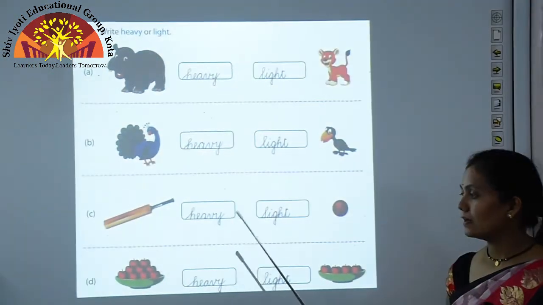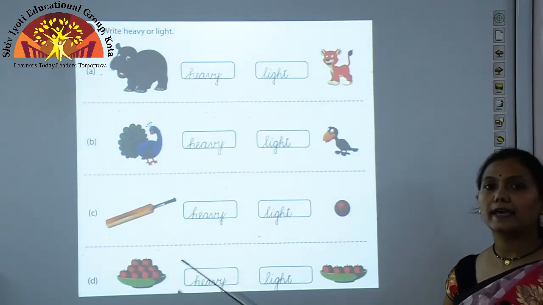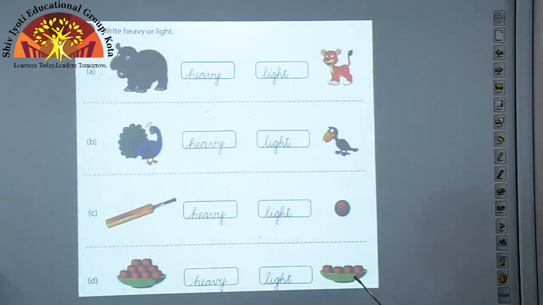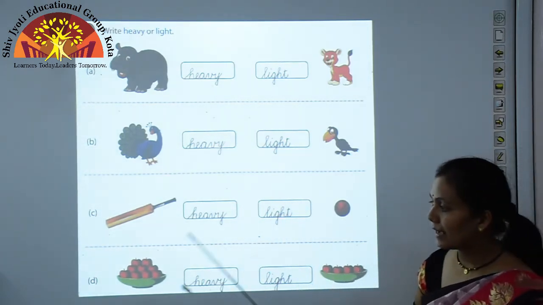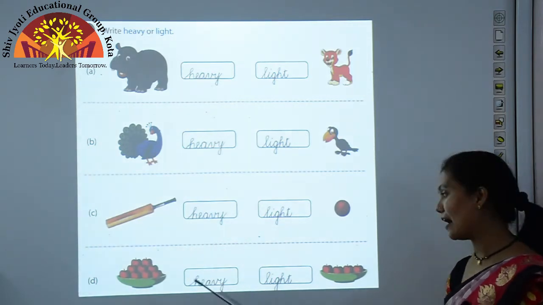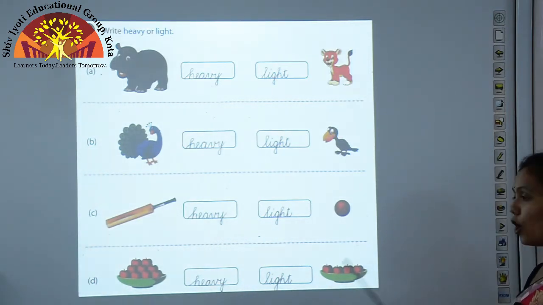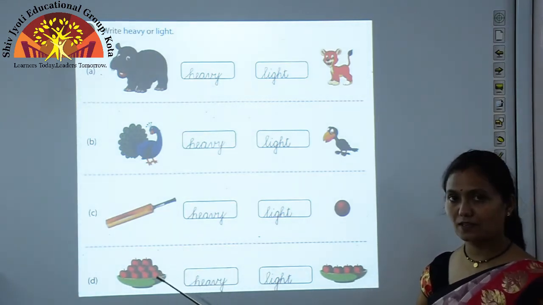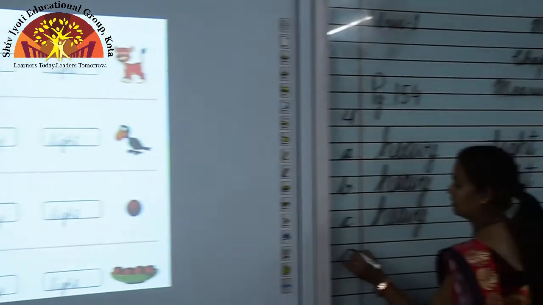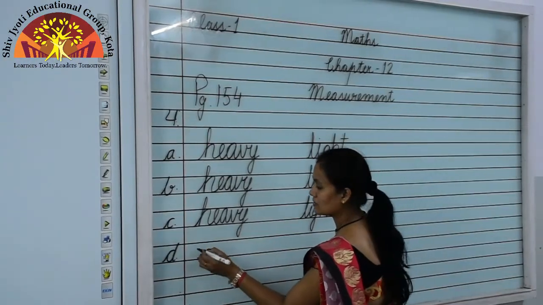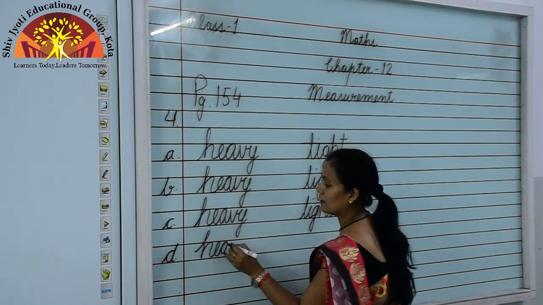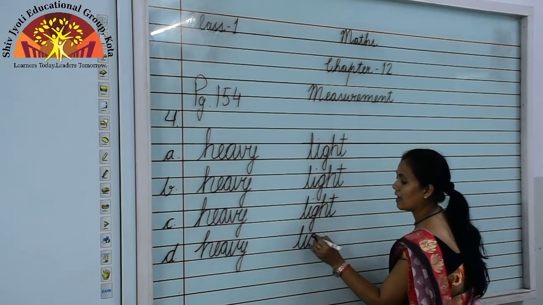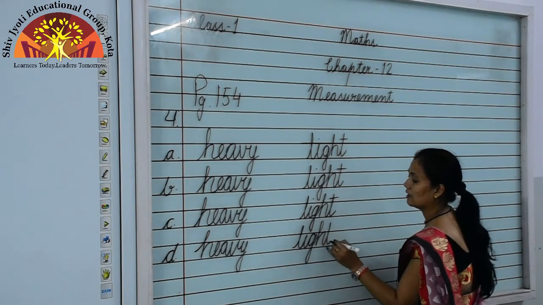Next one, here you can see 8 apples are there, and here 4 apples are there. So 8 apples is heavier than 4 apples, or we can say 4 apples is lighter than 8 apples. So we will write first heavy, H-E-A-V-Y, and light, L-I-G-H-T, light.